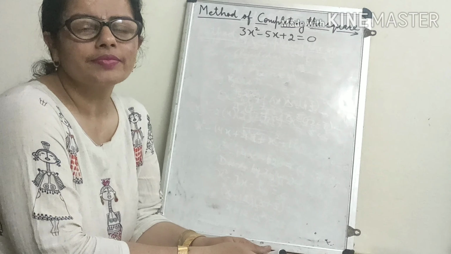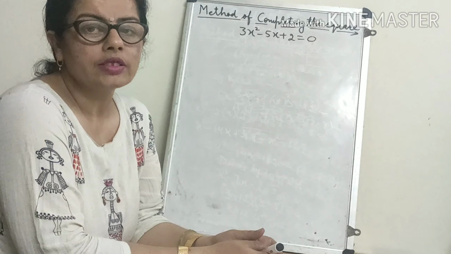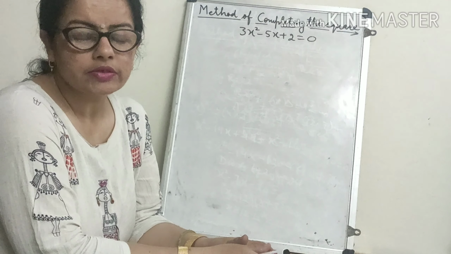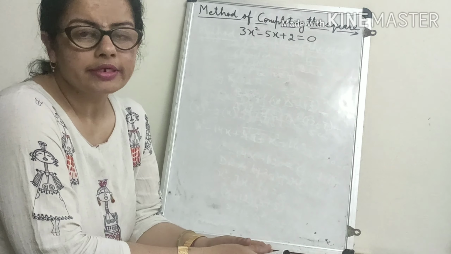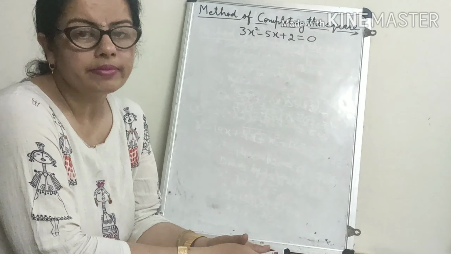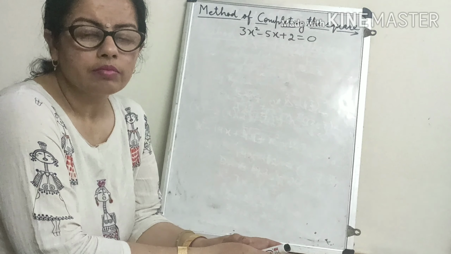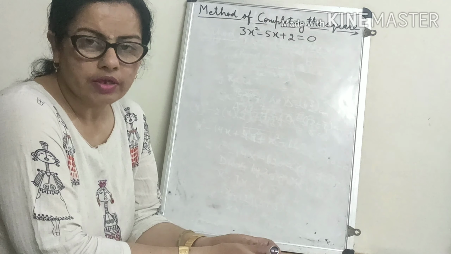Good morning, students. In this chapter, quadratic equations, we are learning how we can solve quadratic equations. And I told you there are three methods. The first method is by factorization, the second method is by completing the square, and the third method is by the quadratic formula. The first method I have explained to you, that is by splitting the middle term. By factorization we can find the roots of the equation.